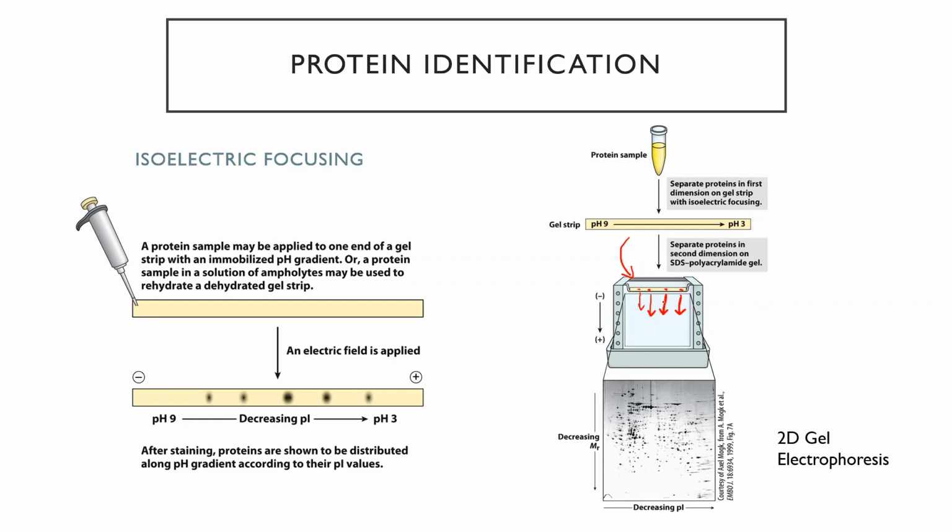And the first dimension is PI, so again you separate by PI first, and then the second dimension, kind of the vertical dimension along here, will be molecular weight. So you have essentially a grid where if you go down the gel, molecular weight is decreasing, and if you go from left to right, PI is decreasing. So if you know the molecular weight and the PI of your protein, you can find it somewhere on that sheet.